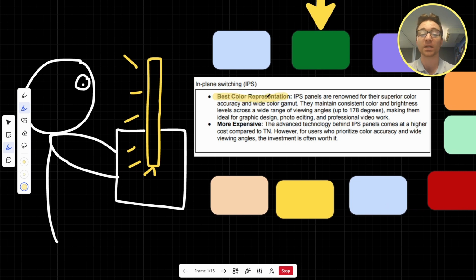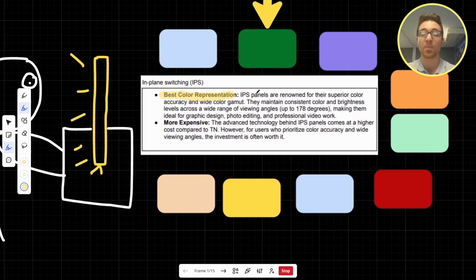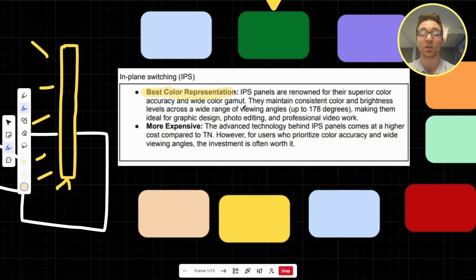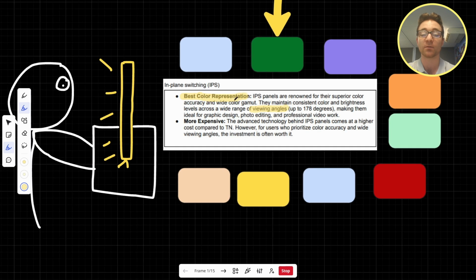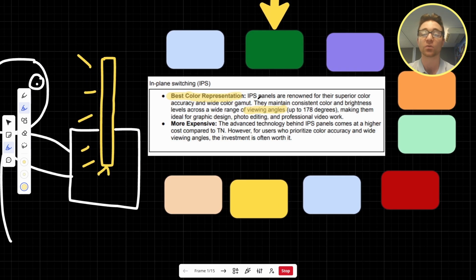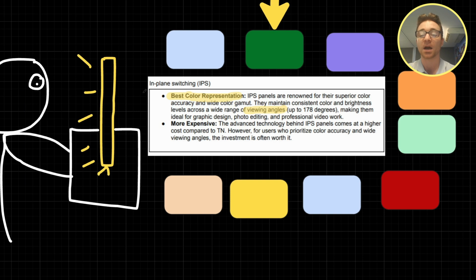Guys, essentially, in-plane switching is known for the best color representation. It is a type of display that has really, really good color representation, and as well as having good color representation, it also has really good viewing angles, a wide range of viewing angles. So for this reason, generally speaking, these displays are really good for people that are video editors or graphic designers that require very, very pinpoint accuracy when it comes to the colors that are being displayed on their screens.